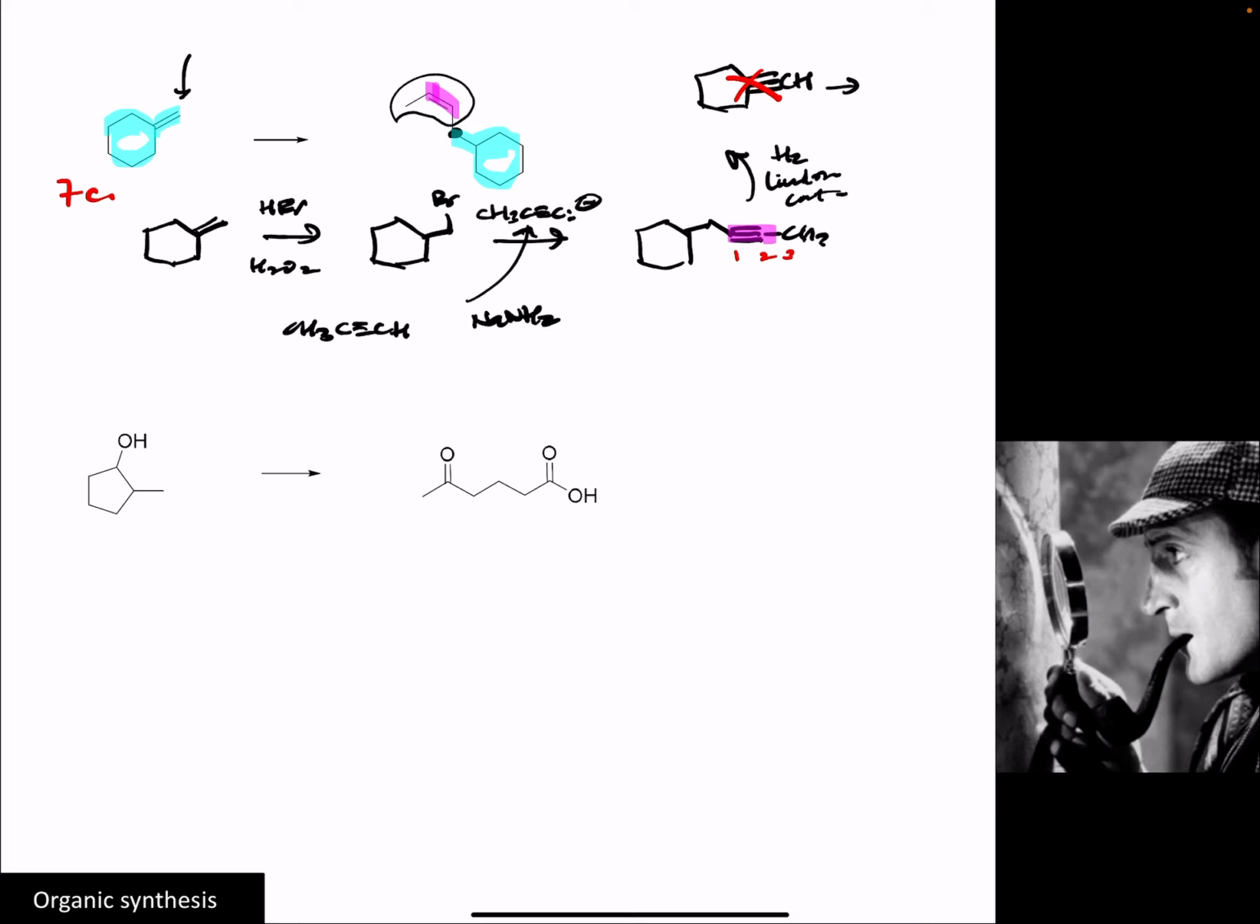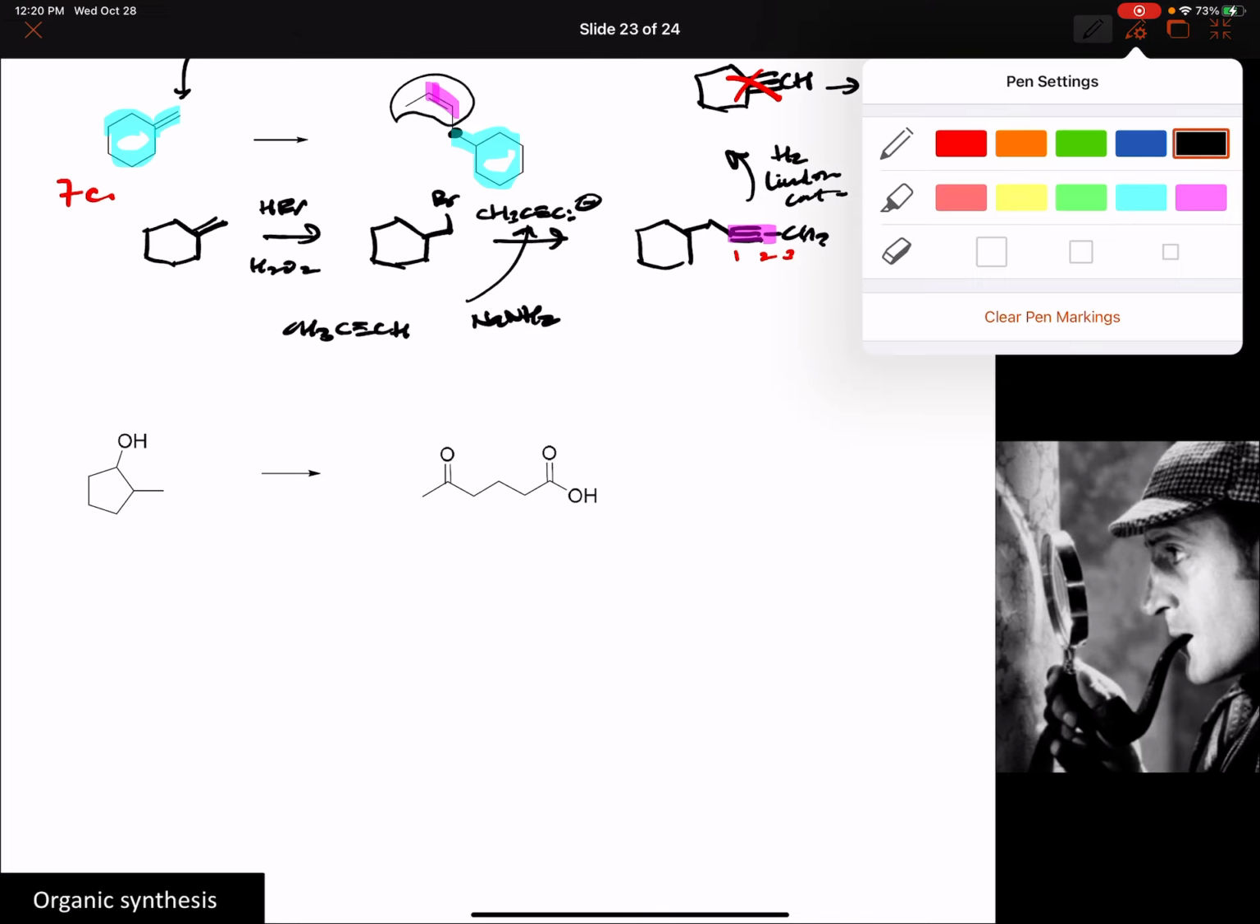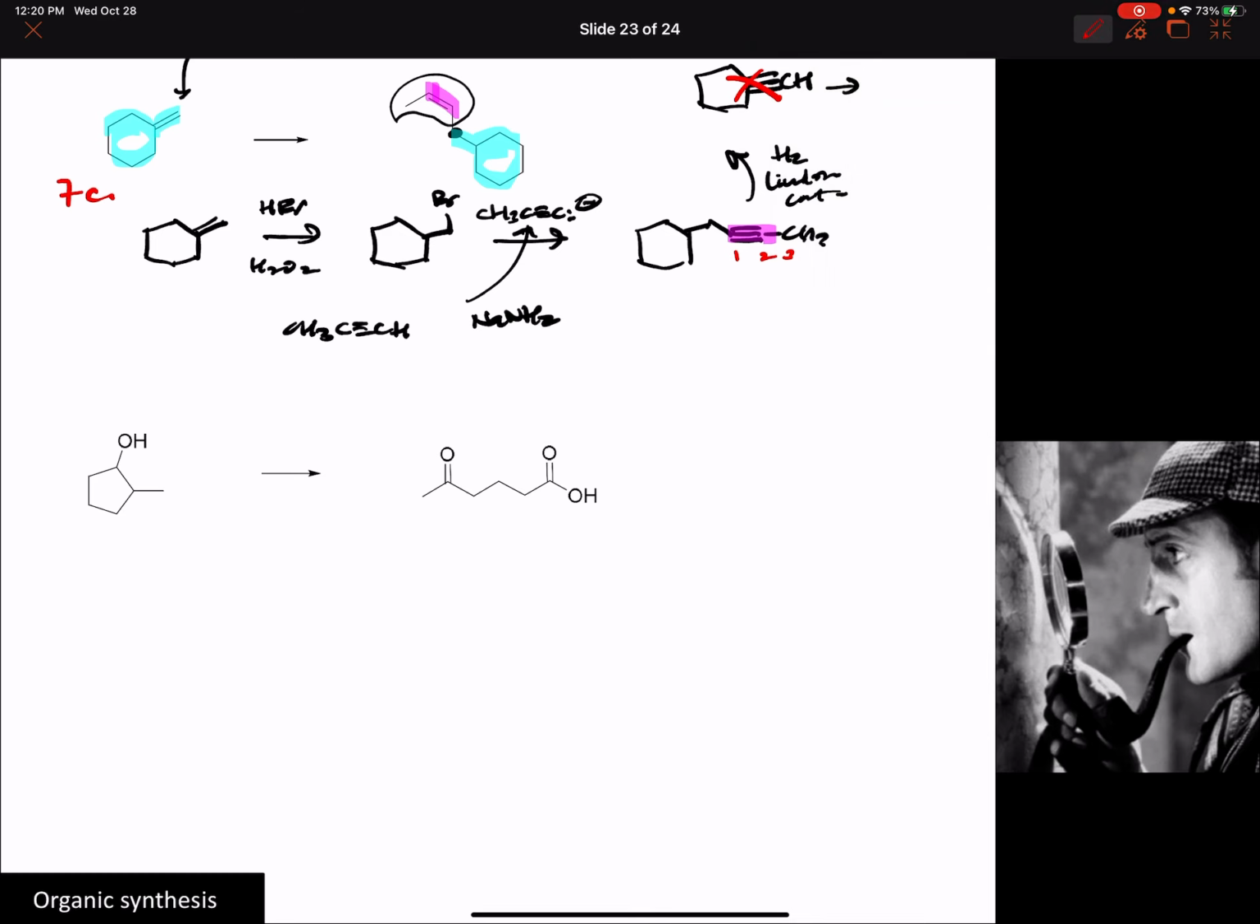Last one here. Let's count carbons. 5 plus 1 is 6. 1, 2, 3, 4, 5, 6. 6 carbon. Okay, we're not adding carbons, so we don't need the acetylide anion. How do we make carboxylic acids? I think we only have one way, right? If we take an alkene with a vinylic hydrogen and use acidic KMnO4, right? Alkynes would get us there too, but we don't need to add carbons, so we're not going to do that.